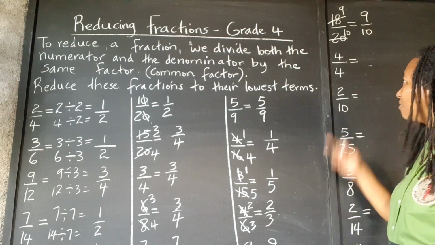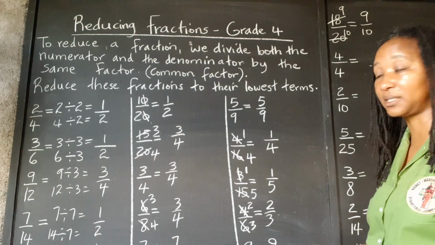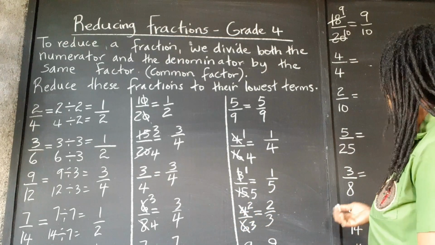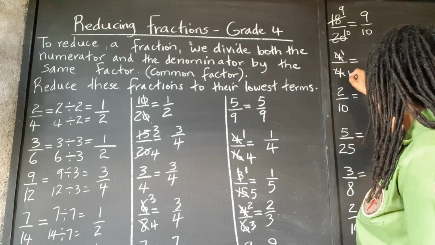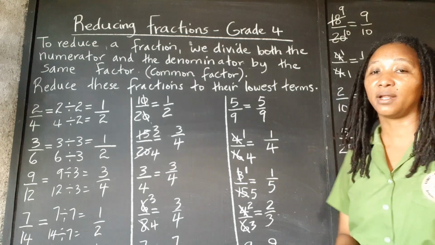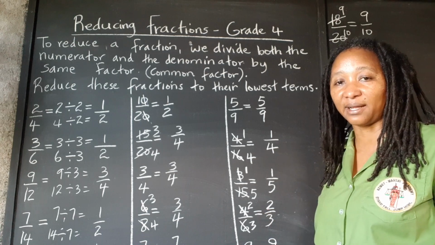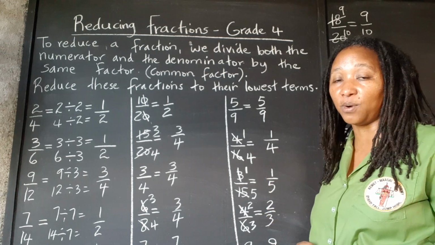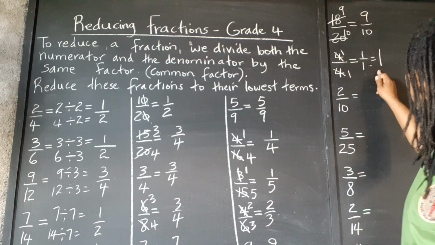Here we have 4/4. How do we reduce that? 4 goes into itself once. 4 goes into itself once. So that's 1 over 1, which is 1 whole. Remember, any number expressed over itself is a whole. 4 over 4 is a whole. 10 over 10 is a whole. 20 over 20 is a whole.